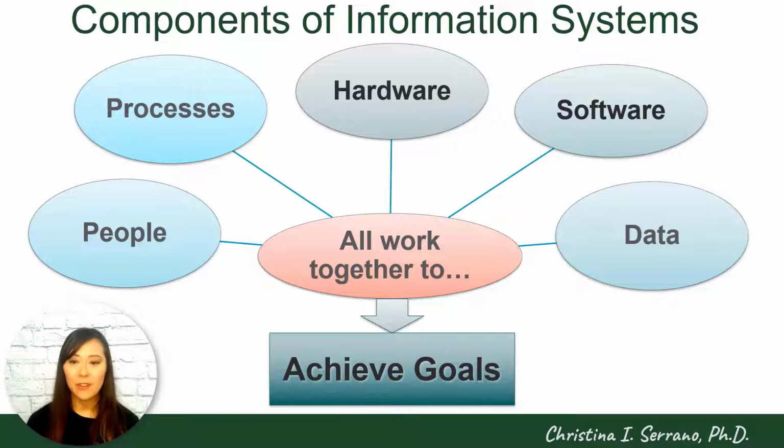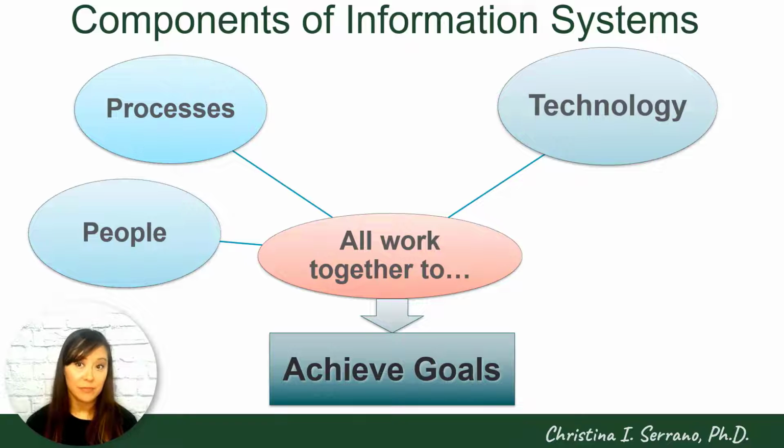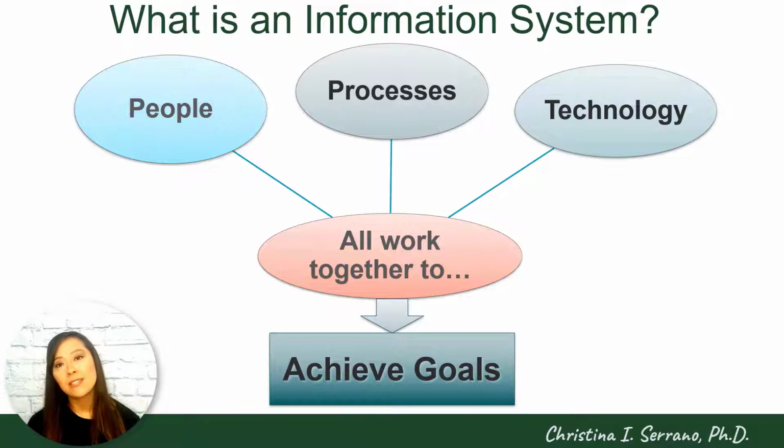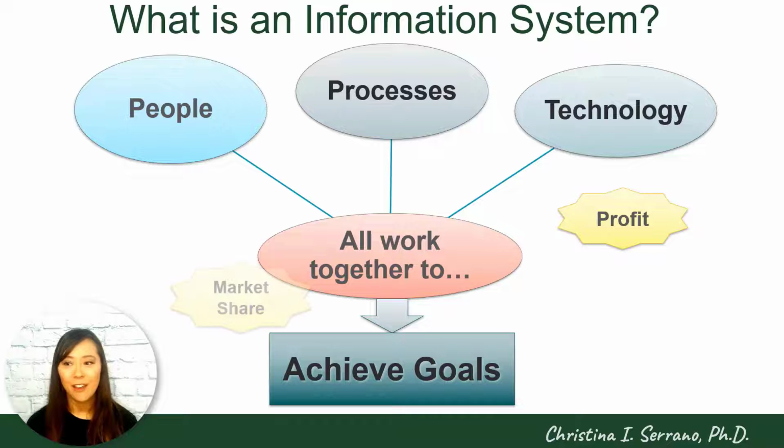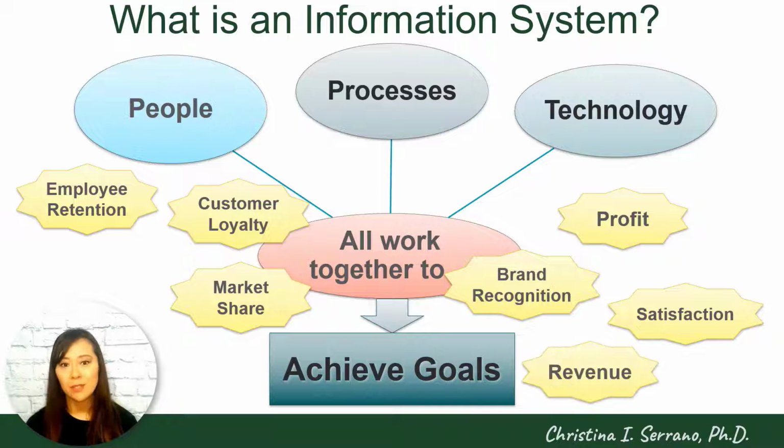Now, we can simplify the definition of information systems by collapsing 3 of these components, hardware, software, and data, into a broader bucket called technology. So an information system is the combination of people, processes, and technology that work together to achieve goals. And when we think of business goals, you can probably think of many examples yourself, like profits, market share, satisfaction, whether it's customer satisfaction or employee satisfaction, and just so many more business goals.